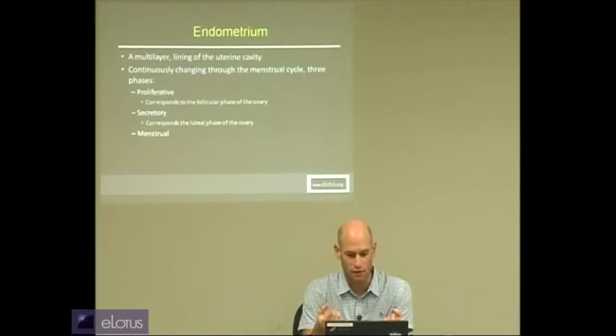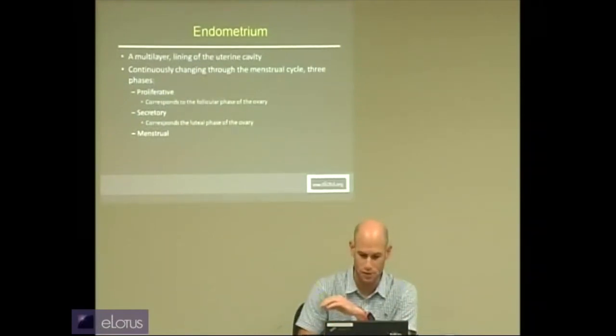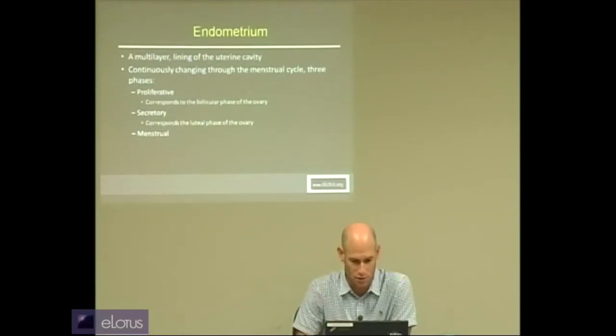The secretory phase of the cycle refers to the time between ovulation and the next period. That is when the endometrium is receptive for the embryo. This is the same time as the luteal phase in the ovary, once ovulation has occurred. So the proliferative phase and the follicular phase are at the same time. The secretory phase and the luteal phase are at the same time. Just a bit to make things clear.